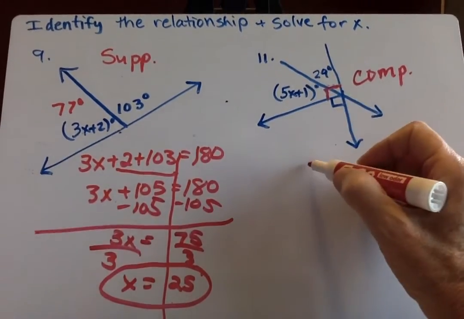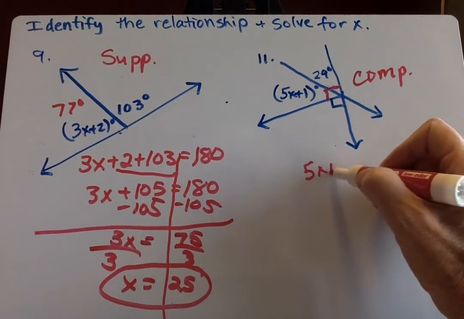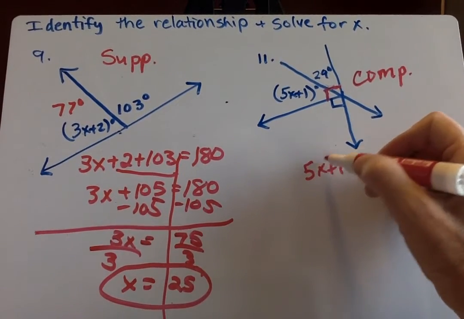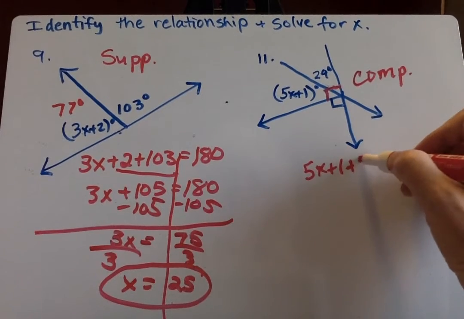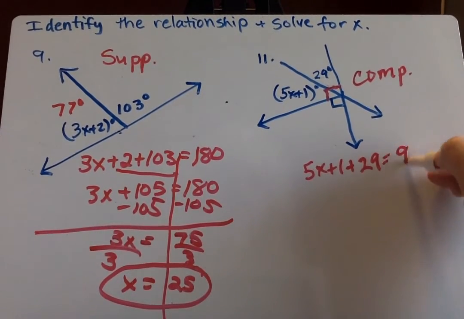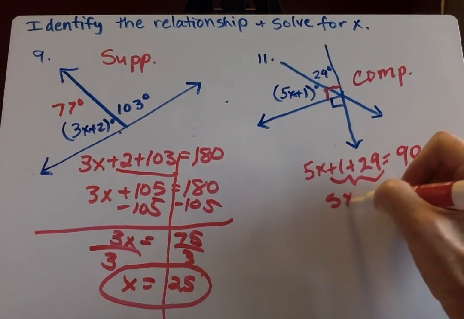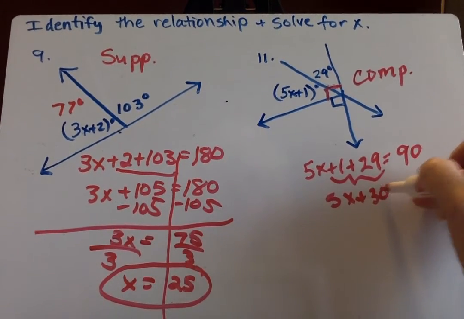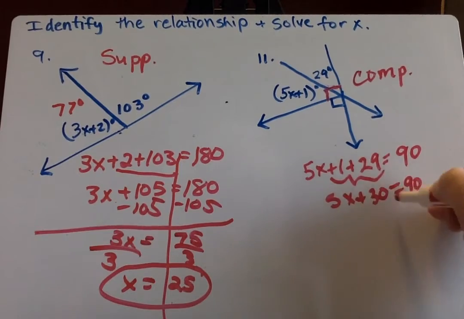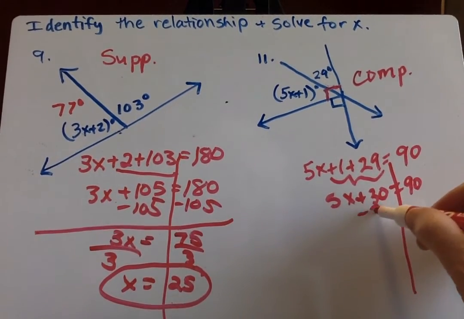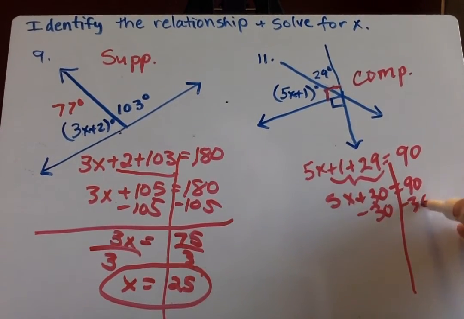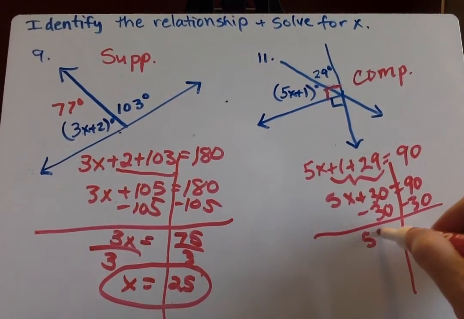Now I'm going to add these together. 5x plus 1 plus 29 equals 90. I'm going to combine like terms. 5x plus 30 equals 90. Minus 30. 5x equals 60.